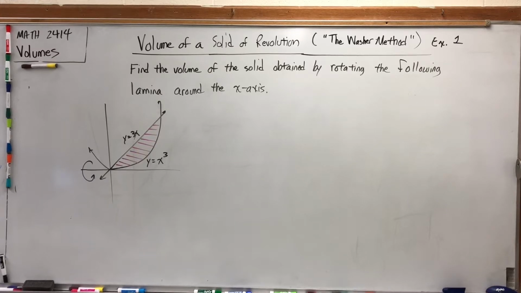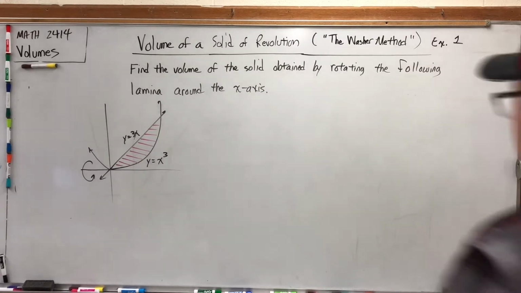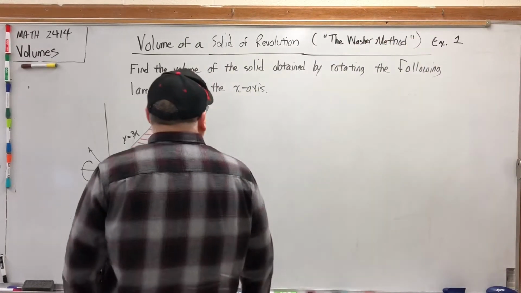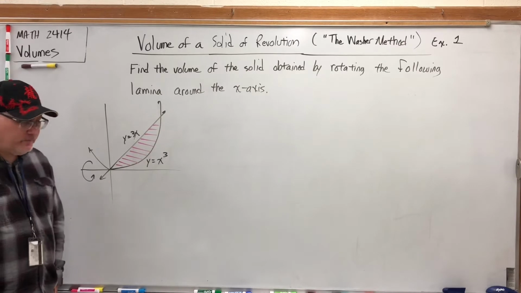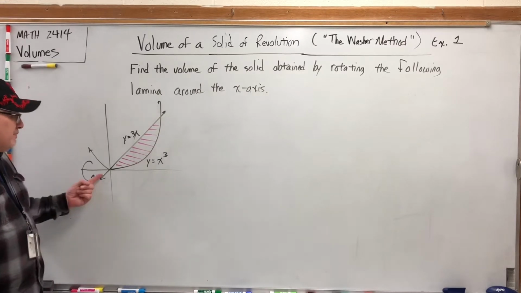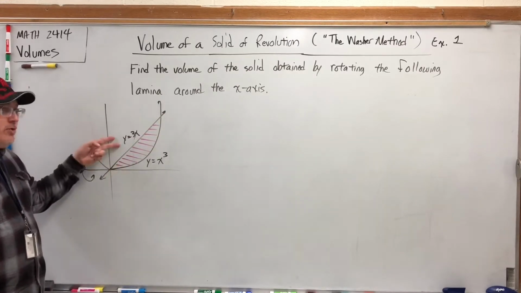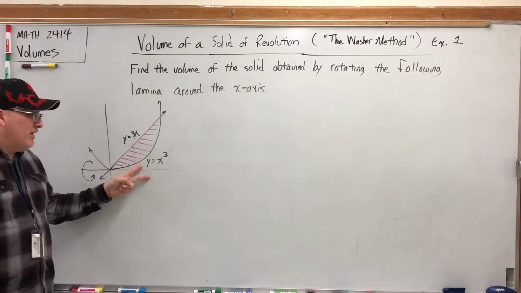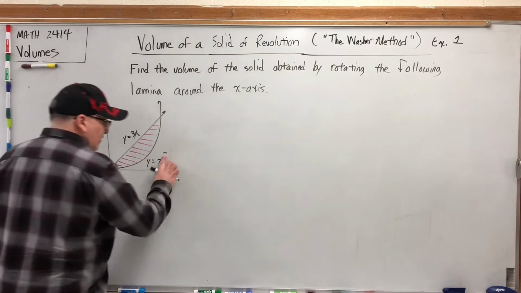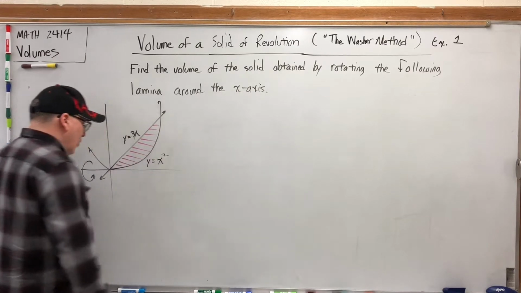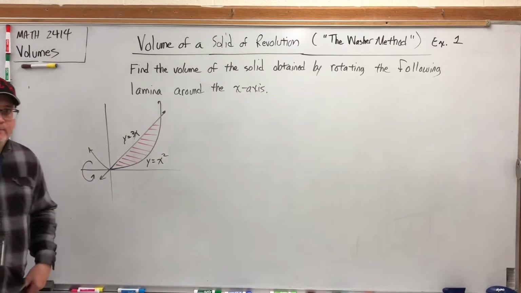Math 2414, volumes. Volume of a solid of revolution. The washer method, example 1. Find the volume of the solid obtained by rotating the following lamina around the x-axis. Our lamina is bounded above by the equation y equals 3x and bounded below by the equation y equals x squared. And we're going to rotate this around the x-axis.